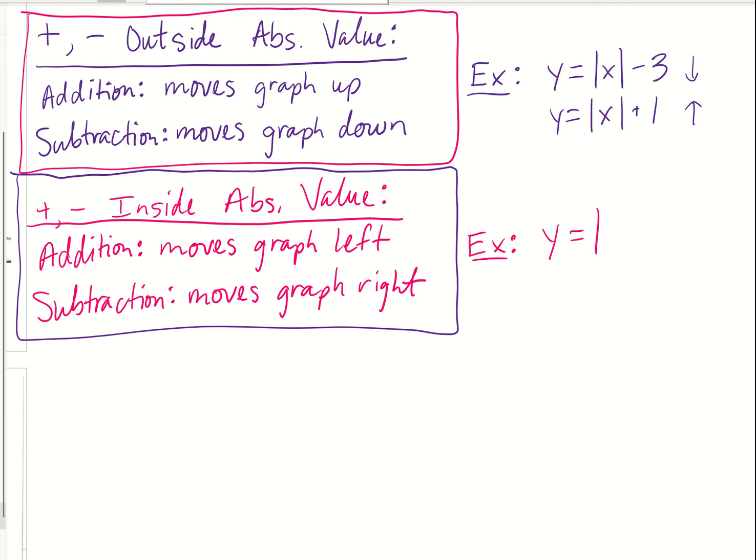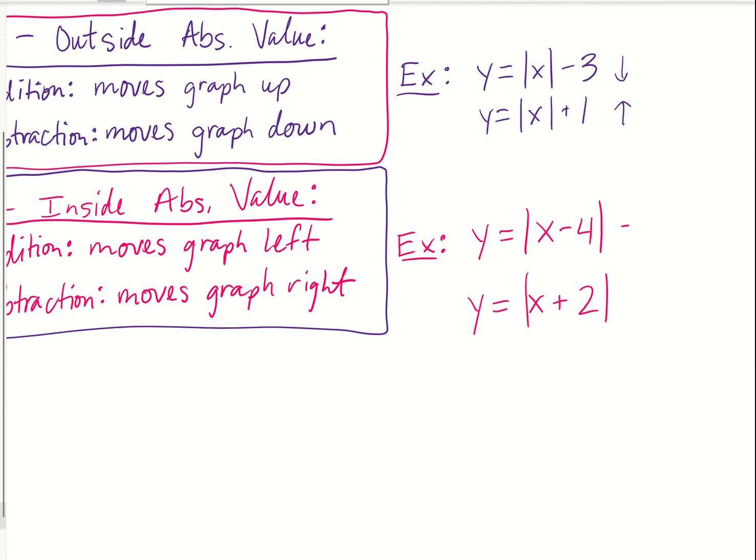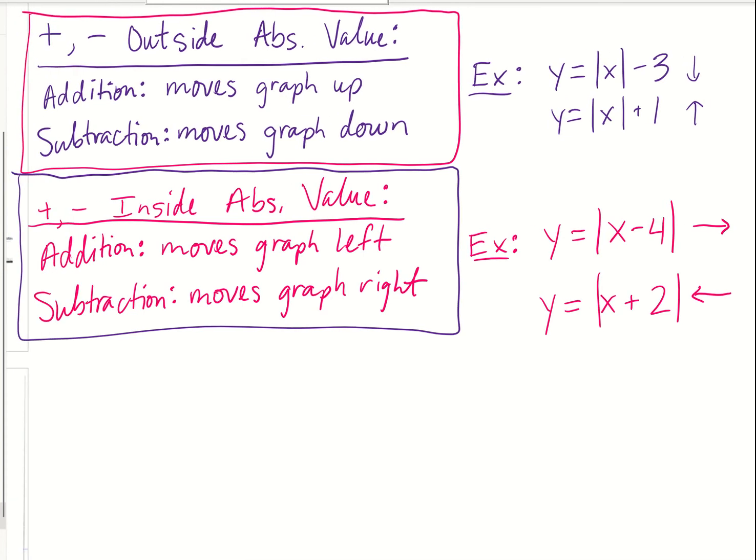Examples would be if we have y equals the absolute value of x minus 4 or y equals the absolute value of x plus 2. All right. x minus 4, subtraction is going to move us right, and addition will move us left. Okay. So just be really careful, especially on those where the number is being added or subtracted inside the absolute value. Okay, that's an easy one to mess up.